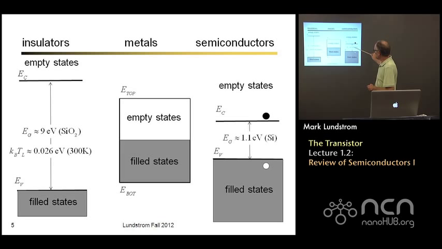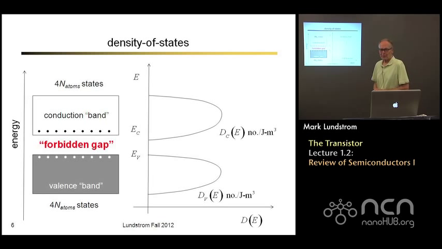The band gap of silicon is 1.1 electron volts. The band gap of a good insulator like silicon dioxide is 9 electron volts. Okay, now let's look a little more carefully.